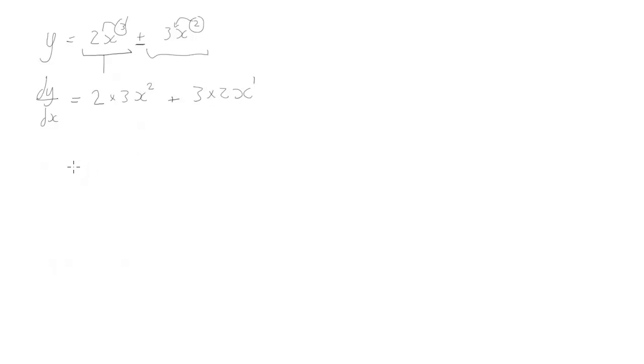Now let's simplify. So, 2 times 3 is 6. 6x squared, plus 3 times 2 is also 6. And you know from your indices laws, or power laws, that anything to the power of 1 is itself. For example, 4 to the power of 1 is just 4. And in that same way, x to the power of 1 is just x. So we have 6x. And that is our differentiation.